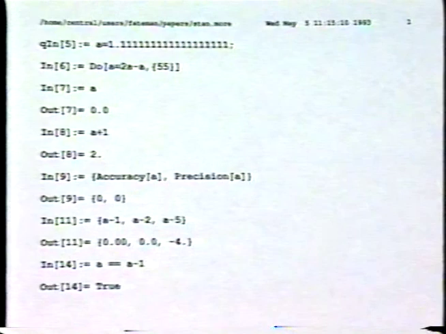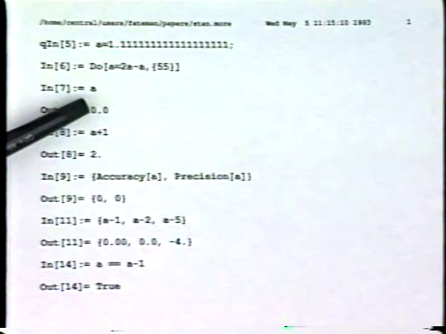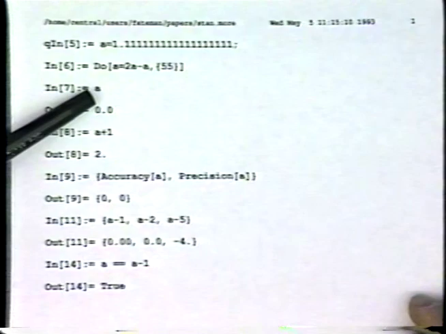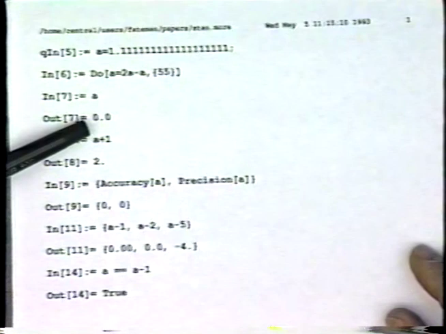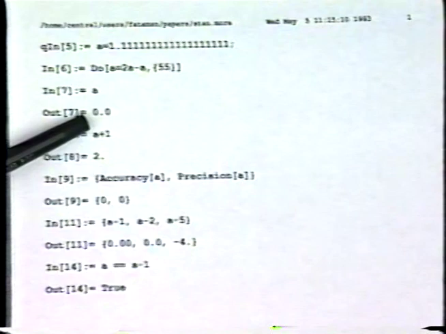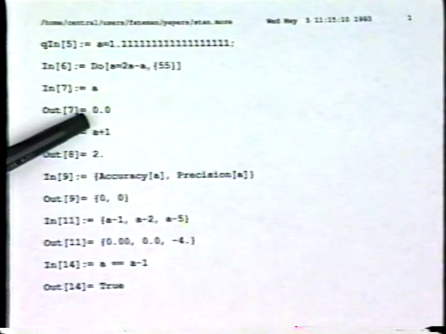Now, for a system that does mathematics, assigning A the value of 2 times A minus A should leave A unchanged. 2A minus A is A, whether you do it once or twice or 55 times. So here we do it 55 times. Actually, you can experiment, maybe 38 times will be enough. Depending on what version of Mathematica you have, some number will do it. And you get 0. You get 0.0. Say, well, that's not right, because it should be 1.111, 11111, et cetera. Or maybe with round off, the last one should be a zero.